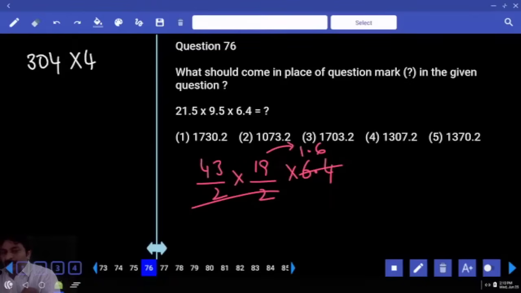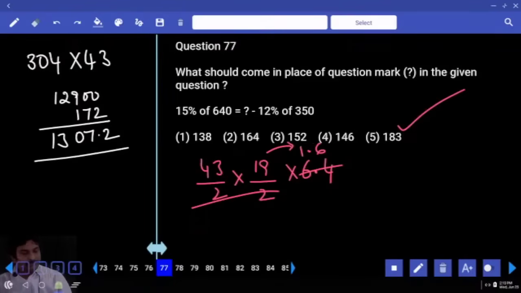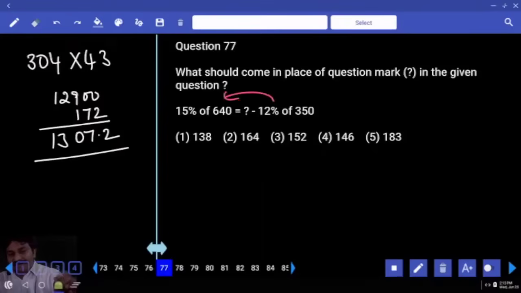304 into 43. 304 times, I'll take 300 times plus 4 times. 300 times of this number is 12900. 4 times of 43 is 172. Answer should end with 072. Only one. You know that we have to keep one decimal, so it will be 07.2. Altogether it is 1307.2. This number comes to the left hand side.